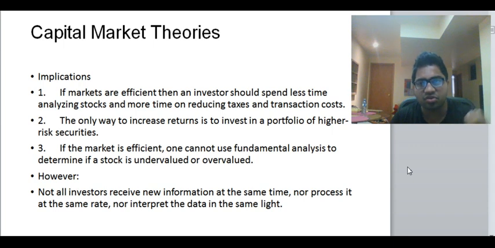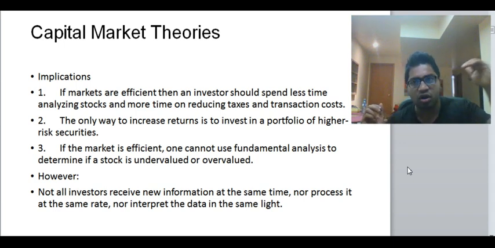Then there is the semi-strong form of efficiency, in which all present and future expectations are reflected in the stock price. In such a case, technicals don't work, fundamentals don't work, but you can still beat the markets by having some insider information.